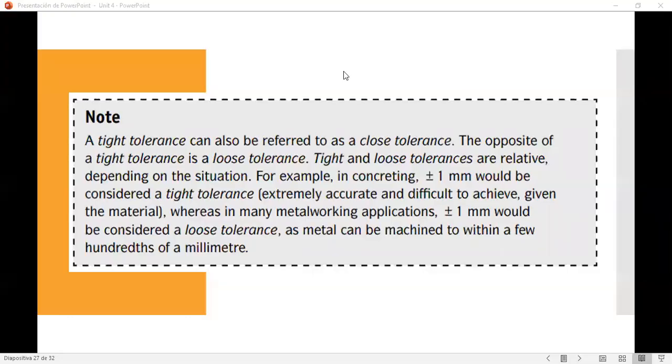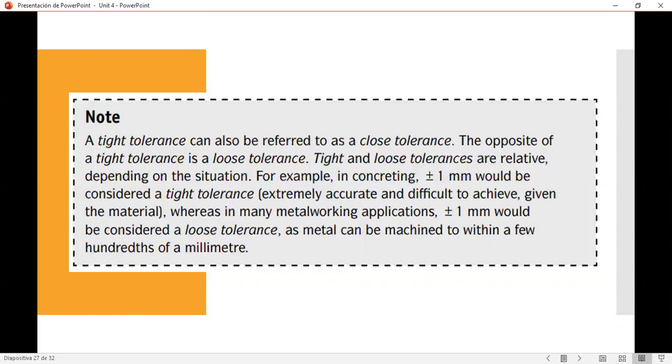Okay, so let's start by reviewing what we talked about yesterday. You might remember that in the PowerPoint presentation we had a note about tight tolerance. We noticed that a tight tolerance can also be referred to as close tolerance. That means you have almost no tolerance acceptable or admissible in your project or system.